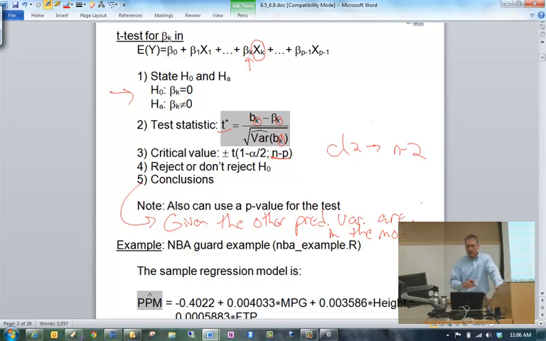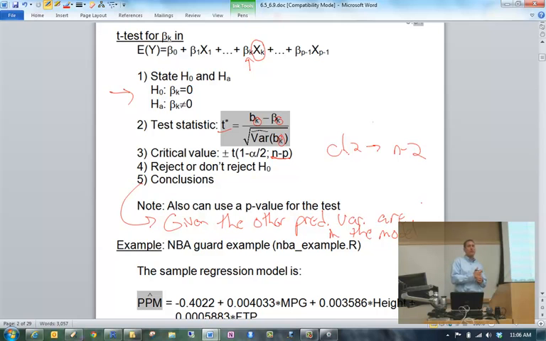So the same kind of conclusion that you would have in Chapter 2. If you don't reject H0, then you say there's not sufficient evidence to indicate that X_k is important to include in the model. But now you have to include the additional part here: given the other predictor variables are in the model. Because obviously, if X_k disappears, you still do have the other predictor variables.